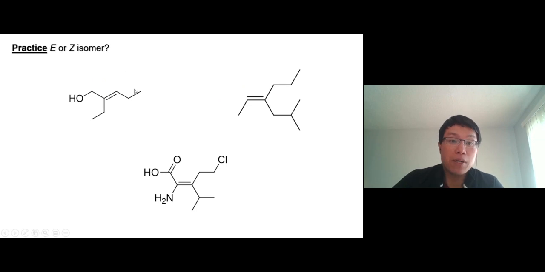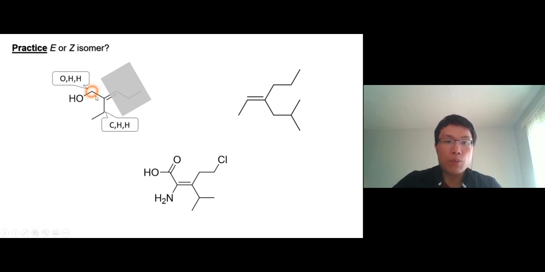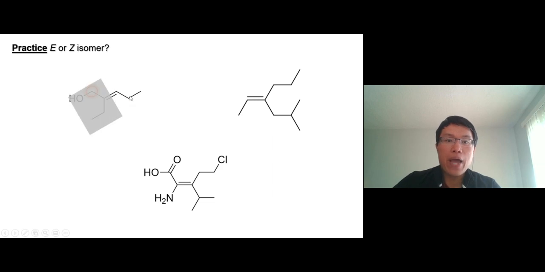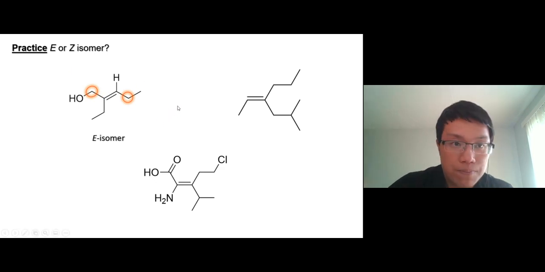All right, let's try this together: E or Z isomer. This guy right here, one side at a time. Carbon and carbon, the same thing, but this carbon connects to oxygen and this carbon connects to carbon. So we take the top one. Down here, we take this guy. Now on this side we have carbon versus hydrogen, totally carbon down there. This guy points up, this guy points down. Opposite direction. This is an E isomer.